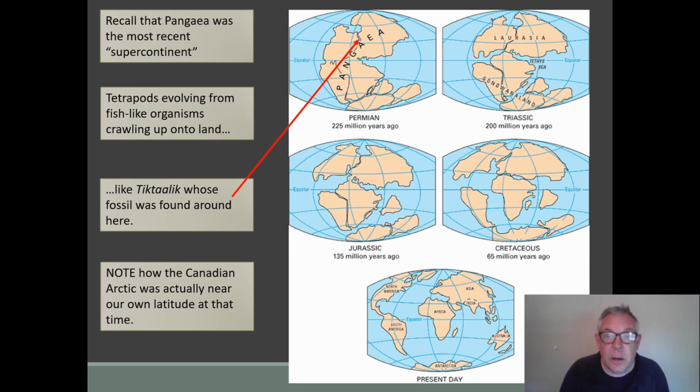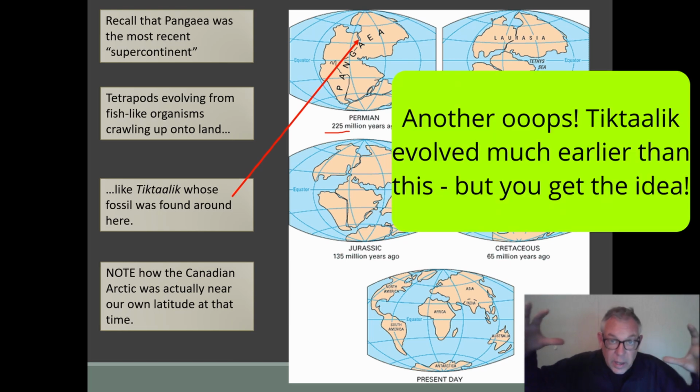And if you look here, 225 million years ago or so, this is when tetrapods are evolving. This is when vertebrates are starting to crawl out of the ocean and evolve along that shoreline and eventually become tetrapods. So that's when all the continents were glommed together, and that's when Tiktaalik lived.